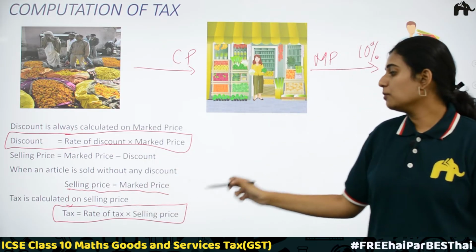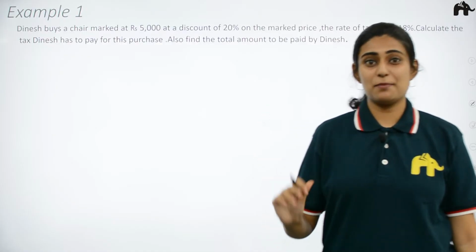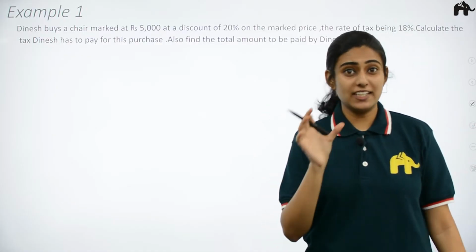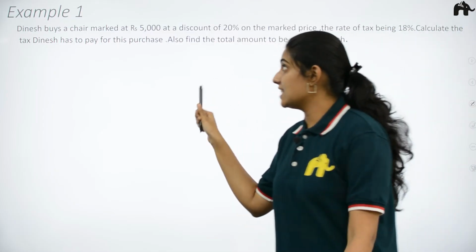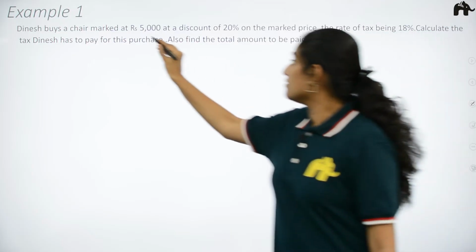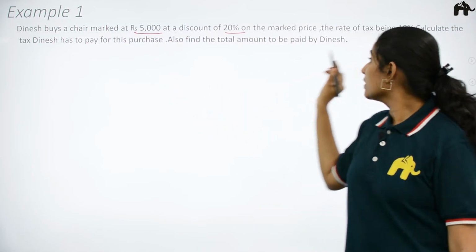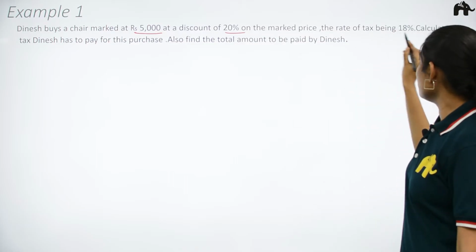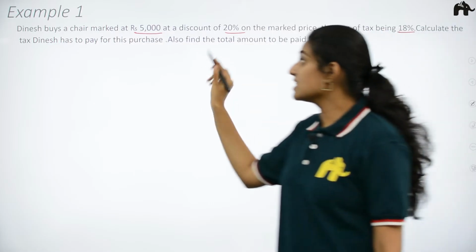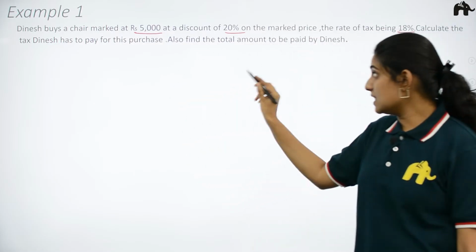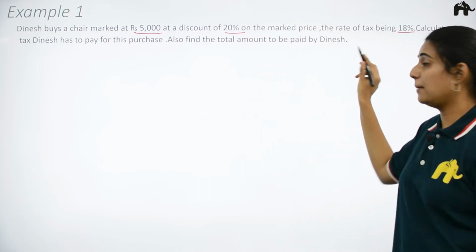Clear? We'll be doing more examples. You'll understand the concept clearly. Let's now solve a simple example just to understand how to calculate the tax amount and the total amount. Here is our question. Dinesh buys a chair marked at rupees 5,000 at a discount of 20% on the marked price. The rate of tax being 18%, calculate the tax Dinesh has to pay for this purchase. Also, find the total amount to be paid by Dinesh.